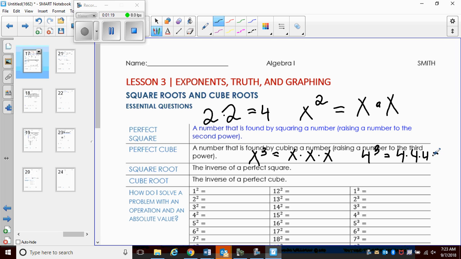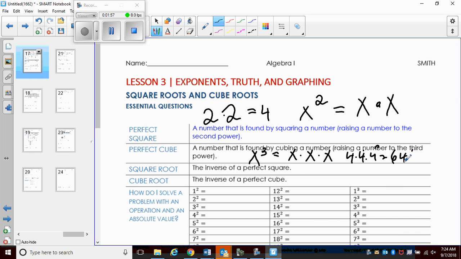The only difference between using numerals and variables is that the numerals produce actual numbers, and not just the variable term. So 4 times 4 times 4 produces 64. Okay? Now the inverse of a perfect square is a square root.